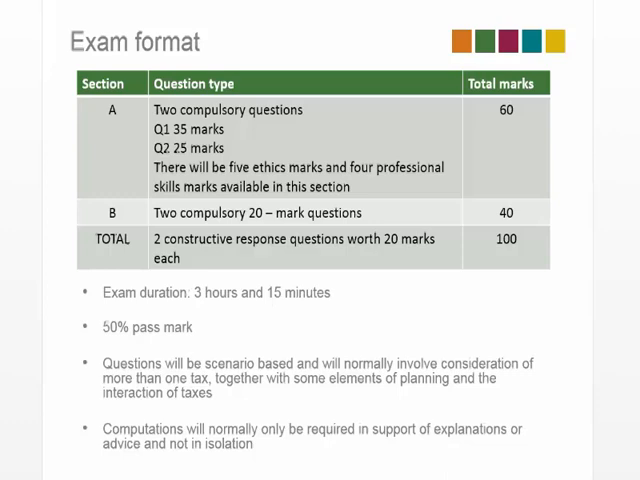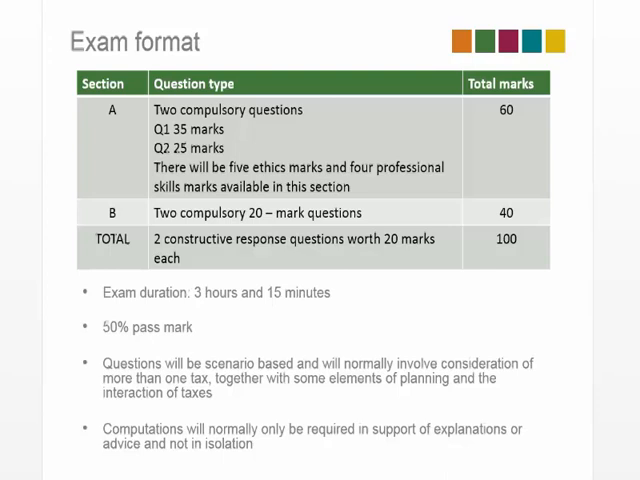Now, we don't know whether that personal tax scenario will be question 1 or question 2, but what we would typically expect is that the other question would then focus in on a corporate scenario, because if you think about it, they're going to want to test that you can advise from both a personal and a corporate tax point of view. So certainly historically, we've had one question focus on personal tax and one question focus on corporate tax.